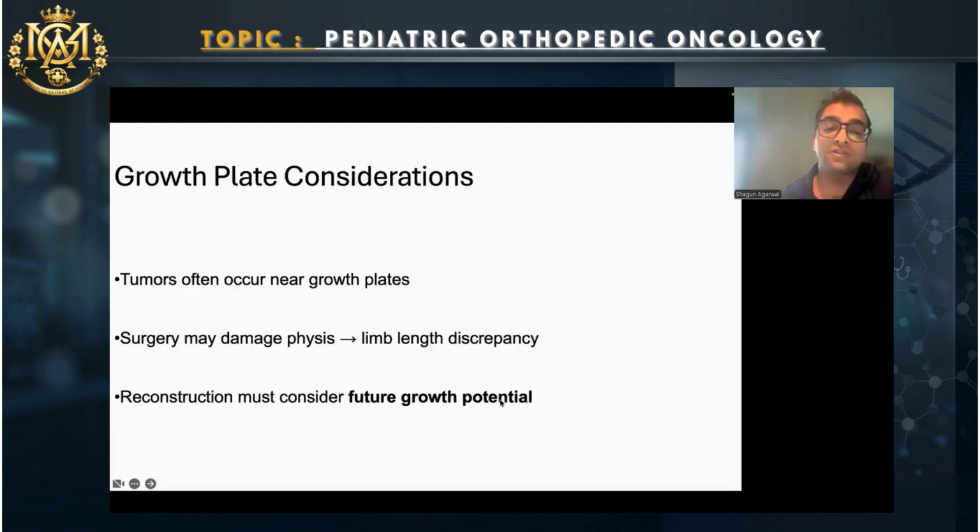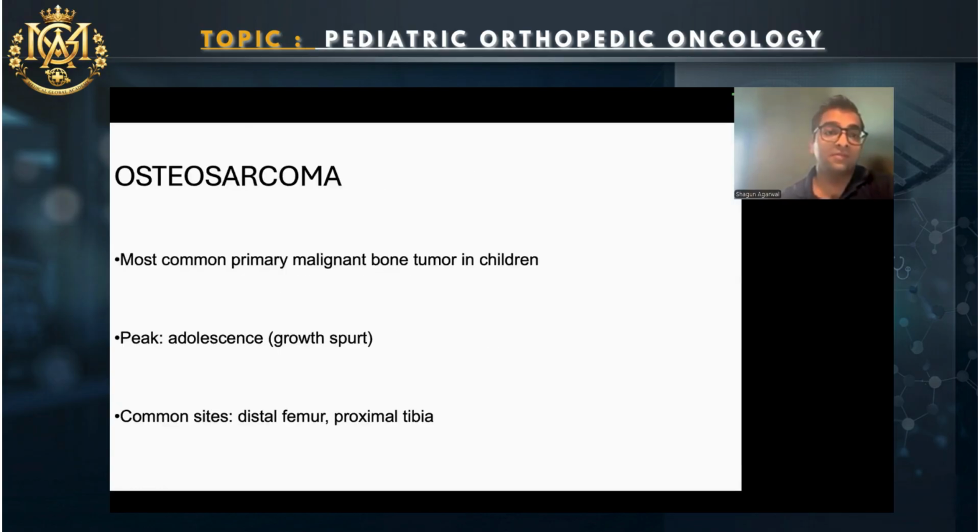Therefore, reconstruction should always consider the future growth potential, because on the table you might have done a marvelous reconstruction and have both the bones equal, but the one that you're operating on, maybe you have damaged the physis. The contralateral side keeps on growing, and the patient will have disproportionate growth, which is not very good. So you have to take care of this growth plate while operating. We have a myriad of reconstruction options now, and we'll talk about them in the later part of the class.